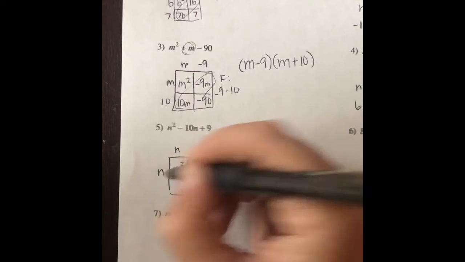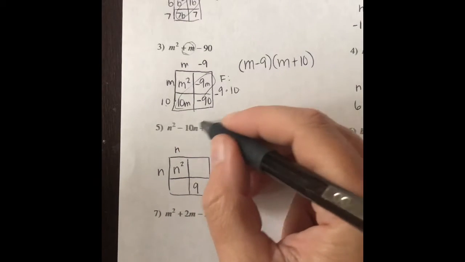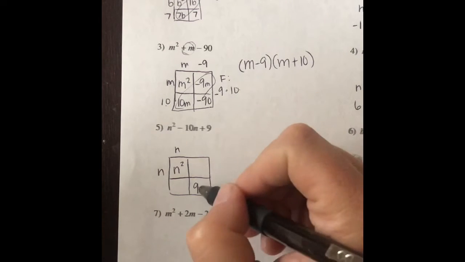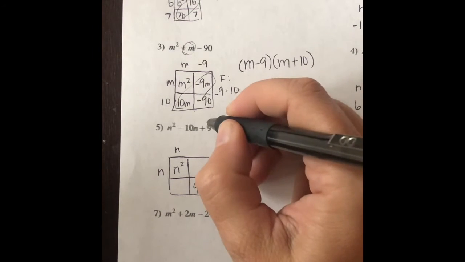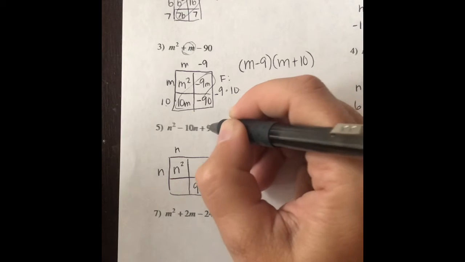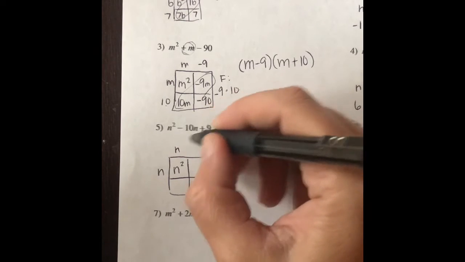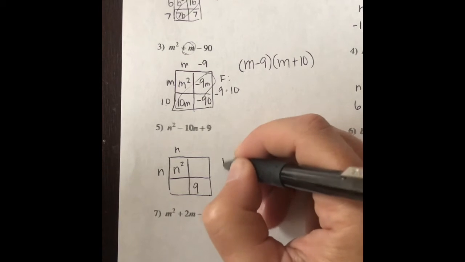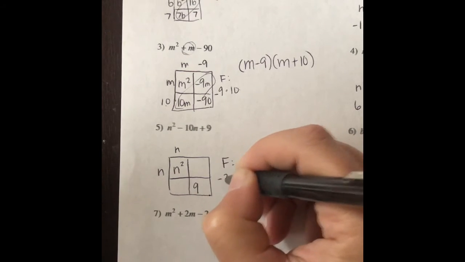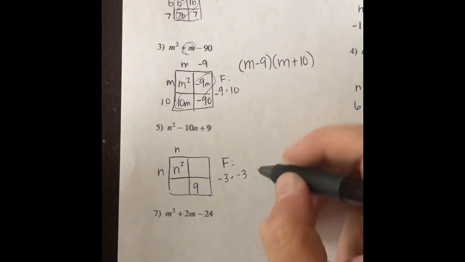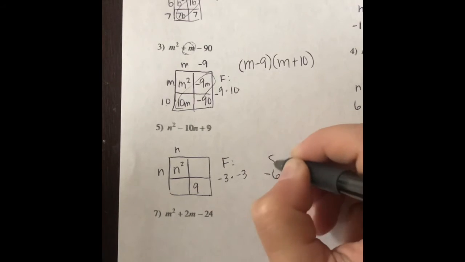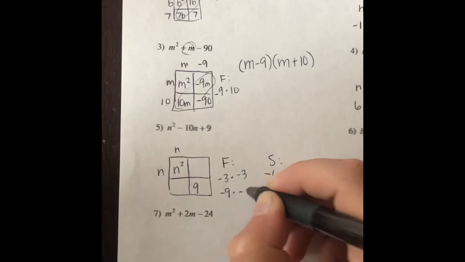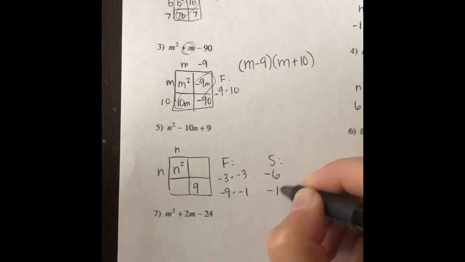We're going to have n and n. And we want to get a product of 9, but a sum of -10. So if you have a positive number, you know you can either have a positive times a positive or a negative times a negative. In order for us to get a negative sum, we definitely want both negative numbers. So our factors are -3 times -3, which gives us a sum of -6. Or we have -9 times -1, which gives us a sum of -10.